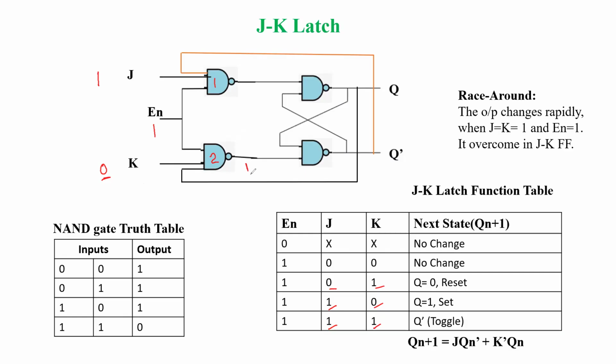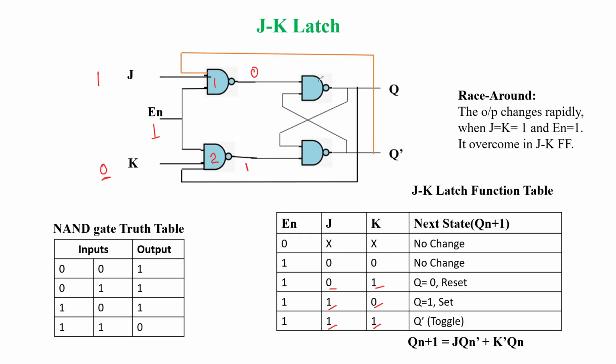Similarly here, J is 1, enable is 1. So for the NAND gate, we'll see that on the basis of this also: J is 1, En is 1. So NAND gate 1 output is going to be 0. And if you consider the enable situation here, En is 1, K is 0, so finally NAND gate 2 output is 1 here.